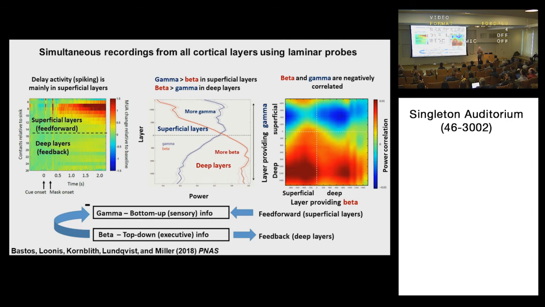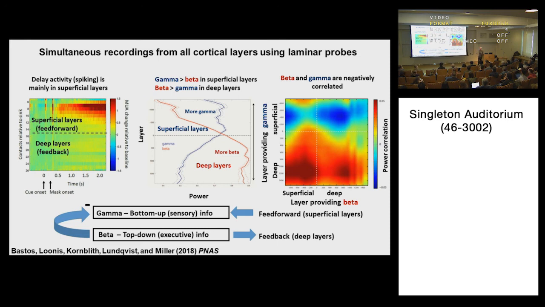What I'm suggesting here is we have beta carrying top-down information in deep layers, in the feedback layers of cortex, and gamma carrying the bottom-up information in the feed-forward superficial layers, and the beta is controlling the gamma, thereby regulating access to working memory. So that's the idea, but everything I've told you so far is indirect evidence for this. What evidence do we have that these beta-gamma interactions are actually controlling working memory?